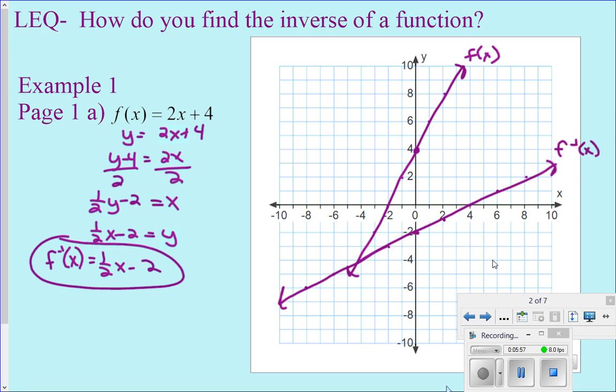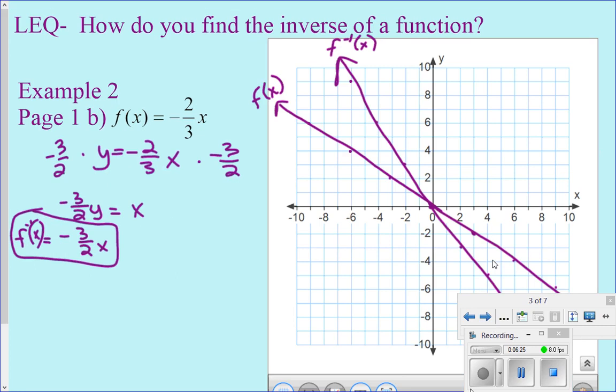Okay, so the next thing you need to do, go ahead and pause the video and do the same thing for parts B, C, and D on page 1. You're going to graph the original, you're going to find the equation for the inverse, and then you're going to graph the inverse. So go ahead and do that now. Again, pause the video while you do parts B, C, and D. Okay, so now hopefully you have done that.